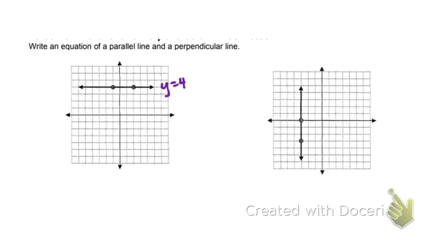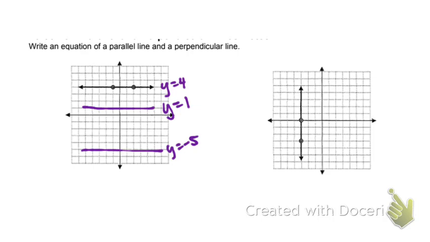So I can pick any point and draw another line. So another parallel line would be y equals 1. Or I could do this line down here, 1, 2, 3, 4, 5, so y equals negative 5. So those would be examples of parallel lines to the line given.